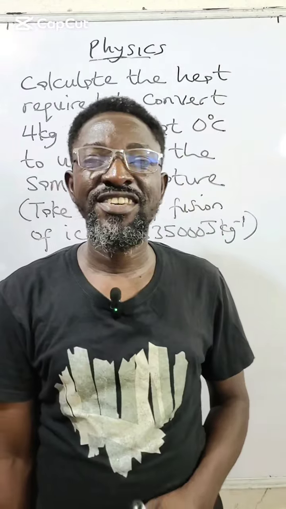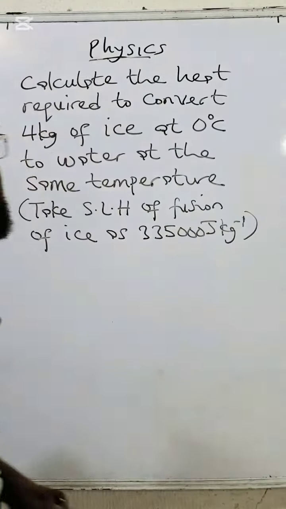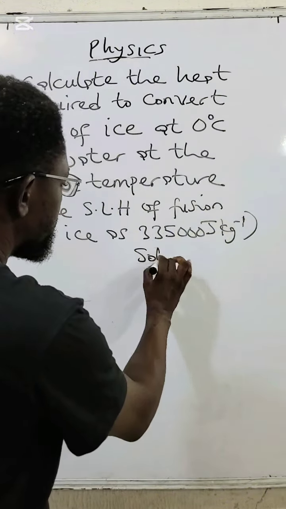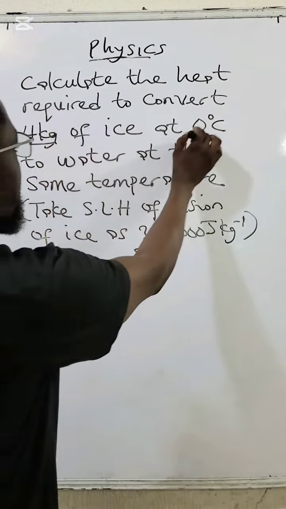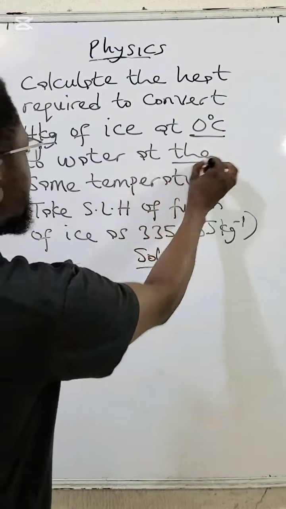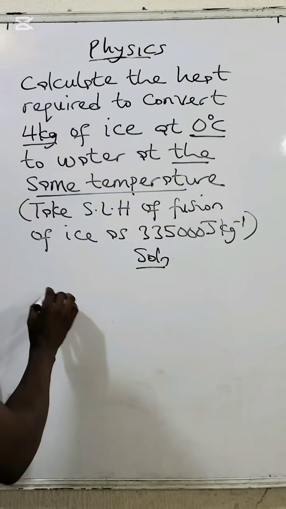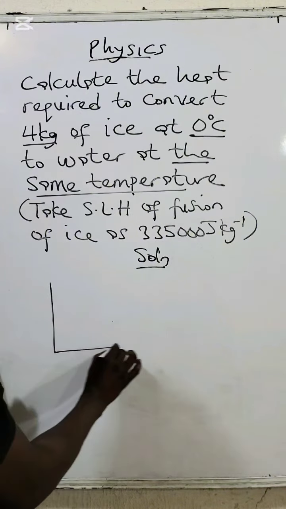Now let's see this question under latent heat. It says, calculate the heat required to convert 4 kg of ice at 0 degrees C to water at the same temperature. Take specific latent heat of fusion of ice as 335,000 joules per kilogram. For a question like this, we need to convert 4 kg of ice at 0 to water at the same temperature. For a question like this, there's a graph we normally use.